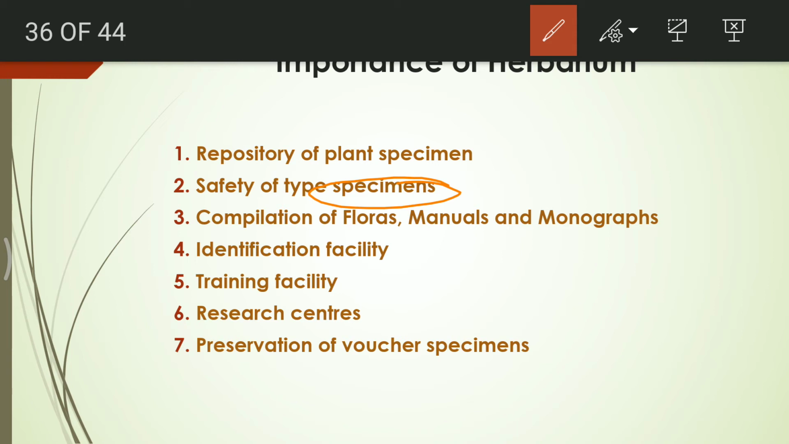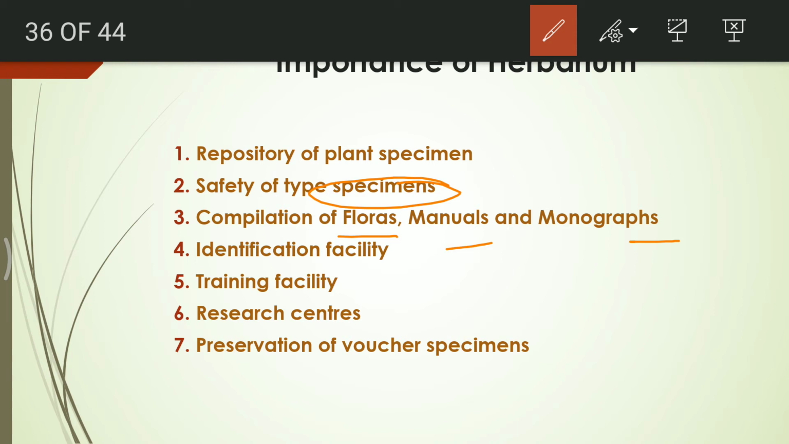These all are publication works and are mainly based on the specimens in herbaria. So knowledge of plant taxonomy and distribution is gained from the herbarium specimens. We can just read these monographs, manuals and floras and understand it. Identification facility is there, the same thing I said. I can show you a peepal leaf and you can look at it and understand, okay, this is the way the leaves look. Training facility is given.